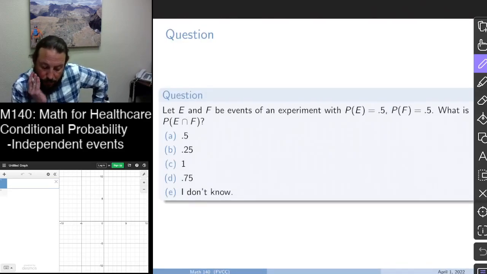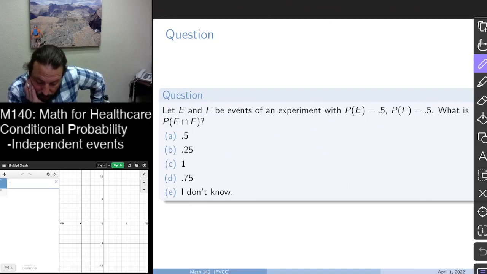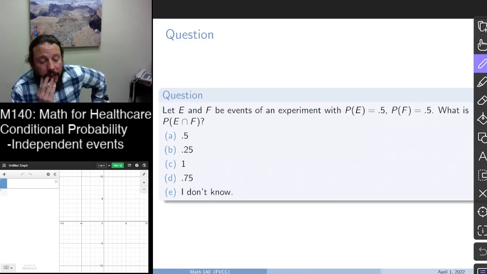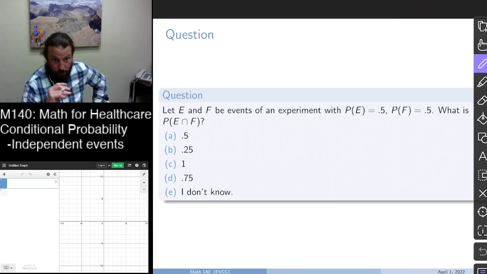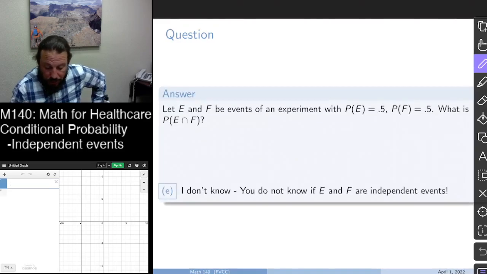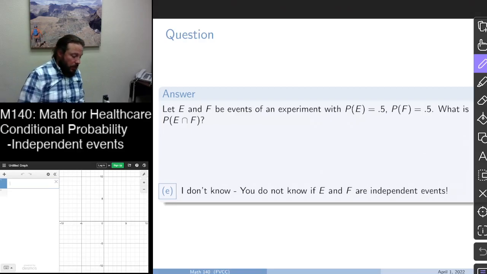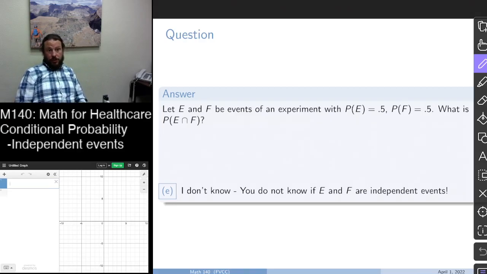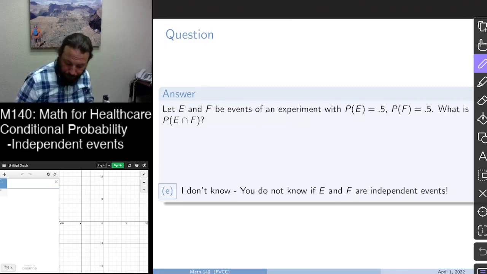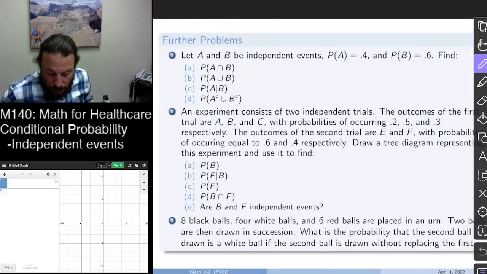All right, let E and F be events of an experiment. Probability of E is 0.5. Probability of F is 0.5. What is the probability of E intersect F? Well, here, if they were independent events, the probability would be 0.25. However, we don't know because we don't know whether they are independent events. And you'll see this if you look at any sort of statistical stuff. They will say that certain events are independent or assumed independent, all kinds of things like that.